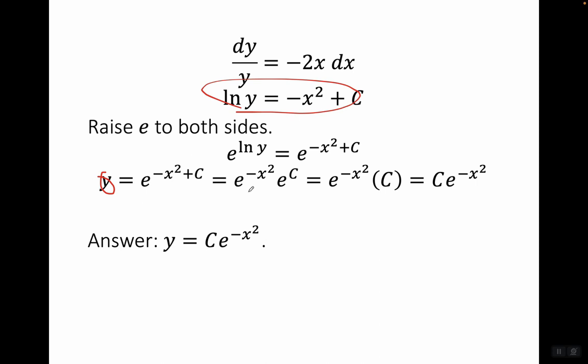Okay, now this step is confusing. C is just a constant. So e to the c is just a constant. And so we're just going to write, since e to the c just represents a generic constant, we're just going to write that as c. I know it's confusing to say, well, e to the c equals c. Technically that's not true, but c is just some generic constant. So e to the c is just constants. We'll just call it c. So we end up with c e to the negative x squared. And that's our solution. y equals c e to the negative x squared.